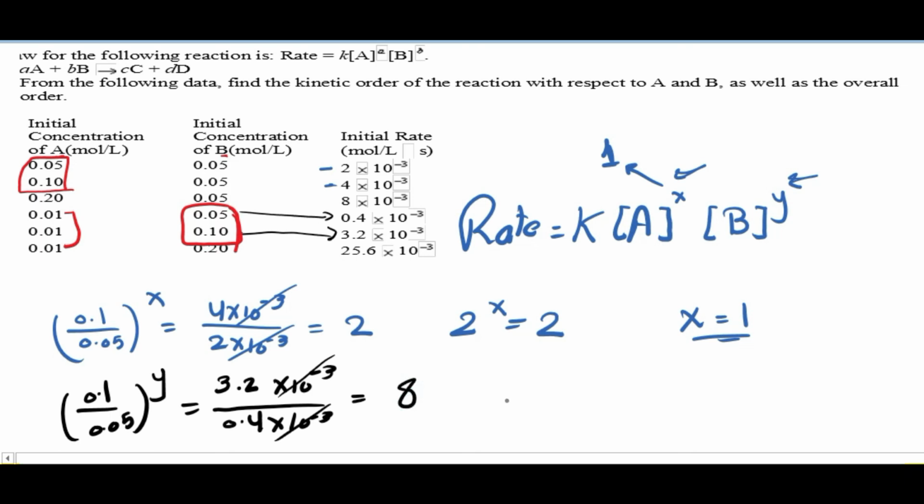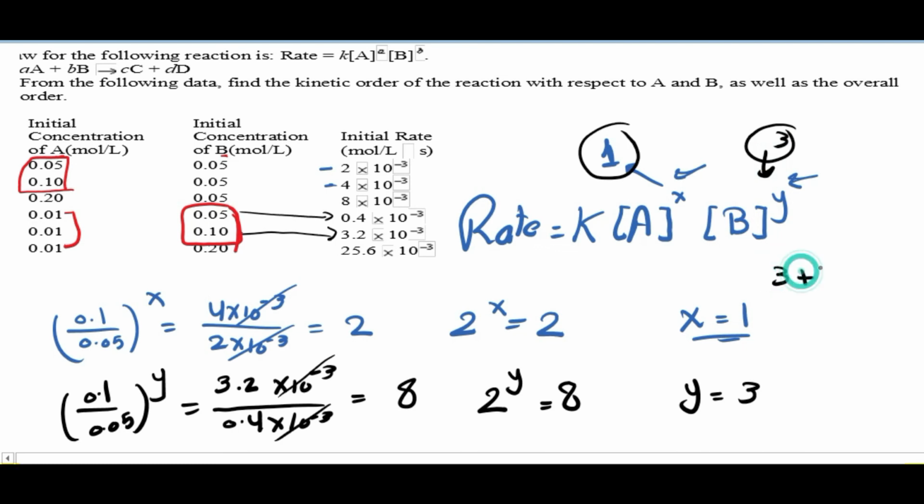After that, 0.1 divided by 0.05 equals 2. So 2 power y equals 8. Mathematically, what is the number you put here? Replacing y to get 8, it will be 3. So y here equals 3. After that, I add these two powers to determine the order. So 3 plus 1 equals 4. So what is the order of this reaction? This is the order of the reaction.